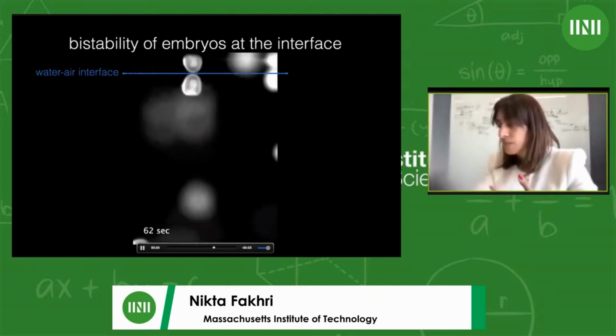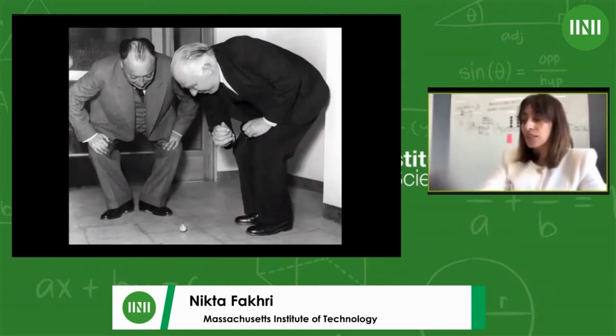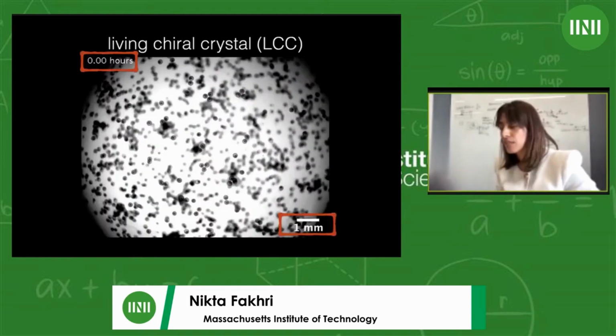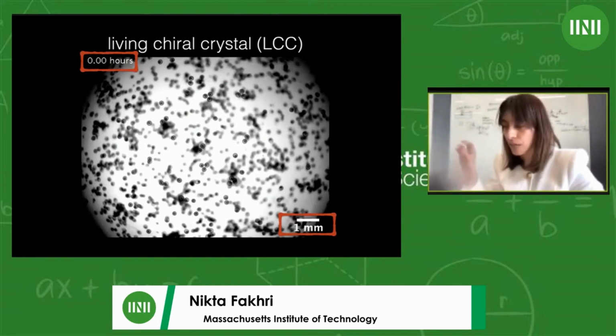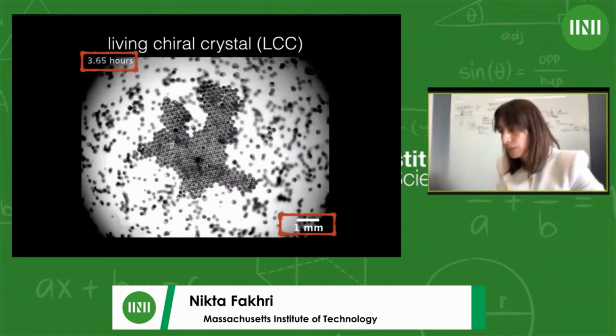Okay, so we have these spinning objects. What can we do with them? We decided to put a large number of these embryos together, and we observed this absolutely remarkable phenomenon. In the first frame here, you see all these spheres, and note that each of these is an embryo, and we are looking from the top at the water-air interface. So I'm going to start the video.